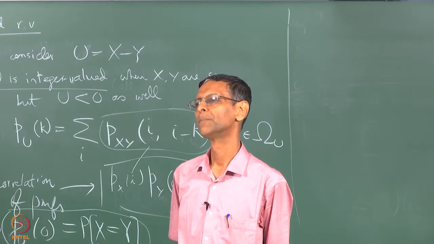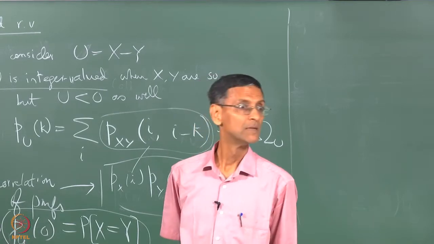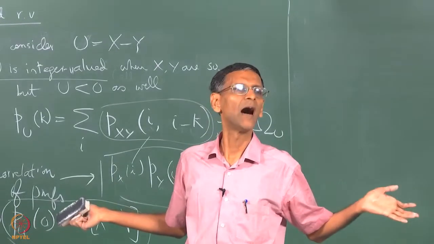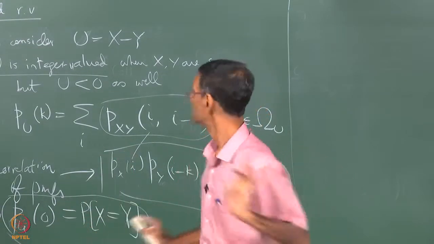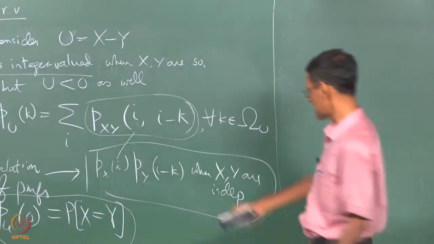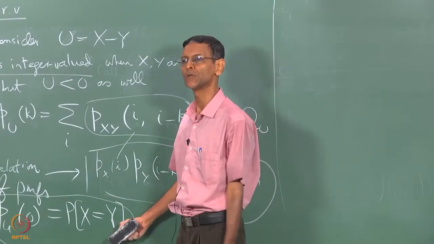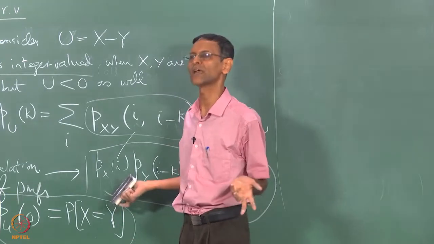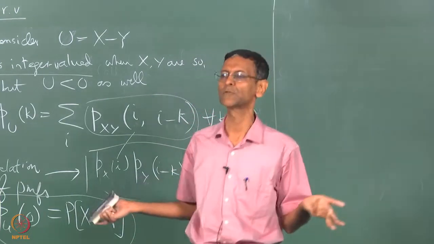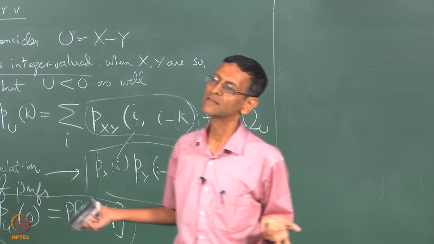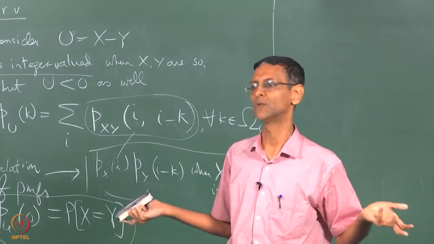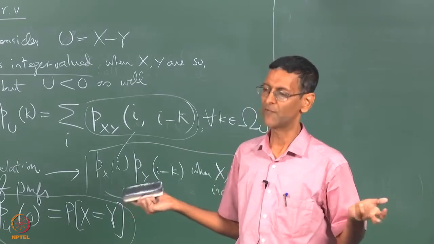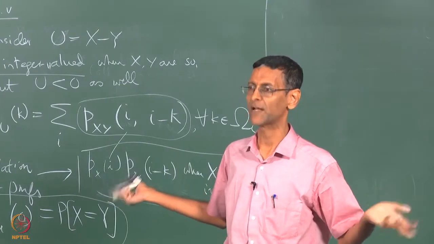Is this okay? Please ask, do not hesitate to ask if any question. And this is clear that P_U of 0 must be the probability that X equals Y. When do you get U equal to 0? Only when X equals Y, if and only if. So whenever X and Y take some two values, U takes a value which is uniquely determined by the value of X and the value of Y.